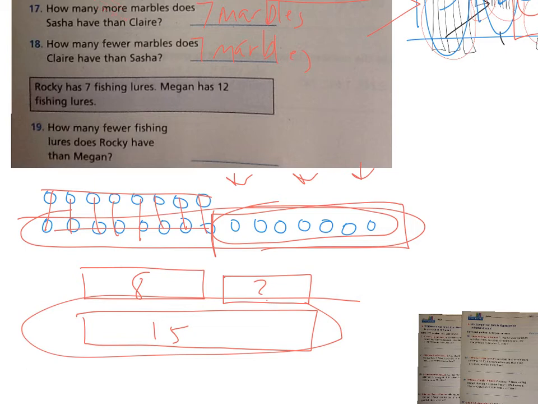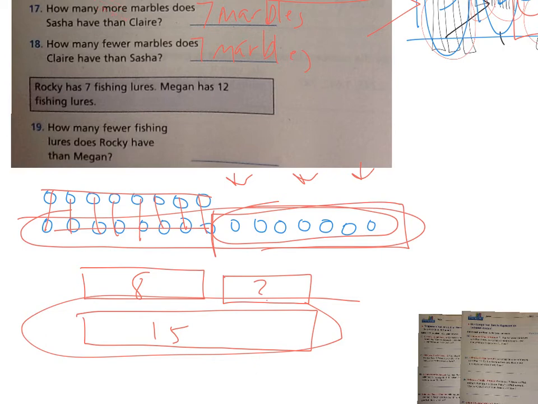So I guess look at number 19. I want you to do that one on your own. It says Rocky has 7 fishing lures, Megan has 12 fishing lures. How many fewer fishing lures does Rocky have than Megan? I want you to work that on your own. Pause it, unpause it.